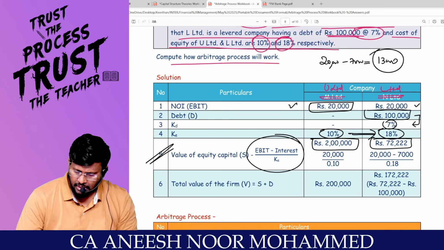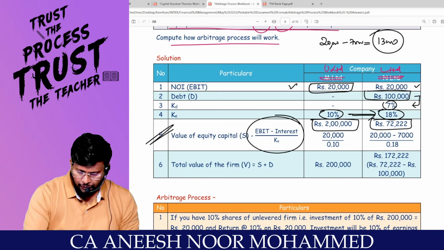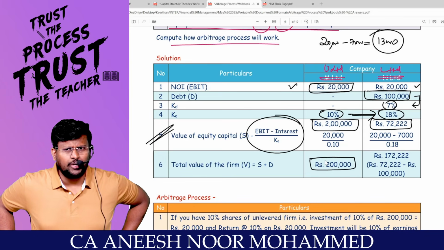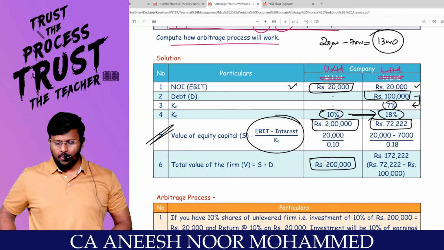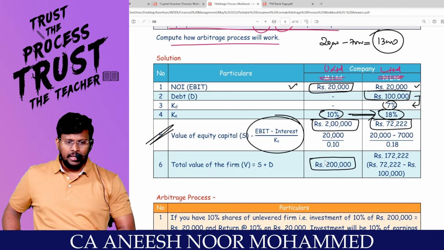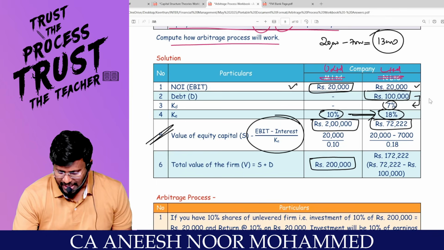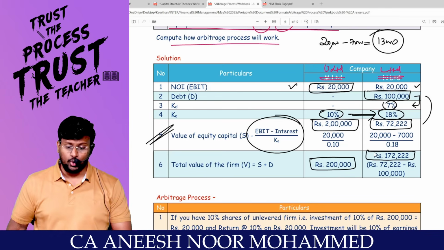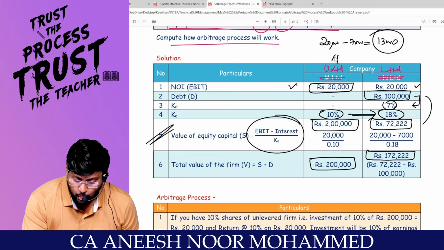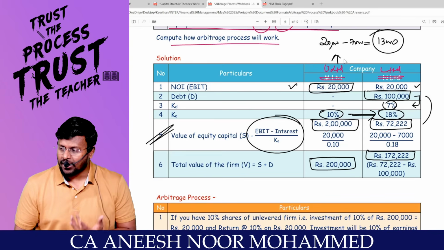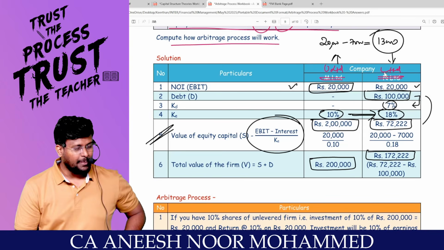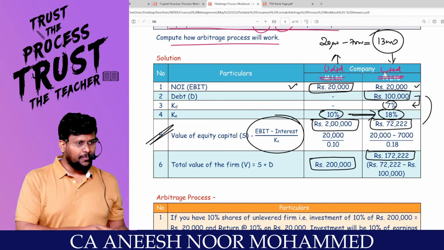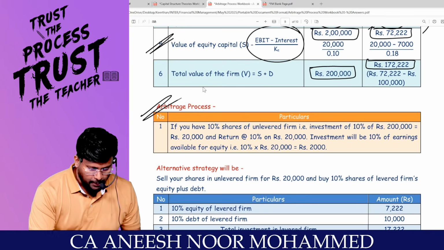Can I calculate the value of the firm? For an unlevered firm, the value of the firm is equal to the value of equity. For a levered firm, it is value of equity plus value of debt, which is 1 lakh plus 72,222, coming to 1 lakh 72,222. Look at the situation. Here the value of the unlevered firm is higher than the value of the levered firm, that means people will start to fly from the unlevered firm to the levered firm. Sir, this is how the arbitrage process will happen.